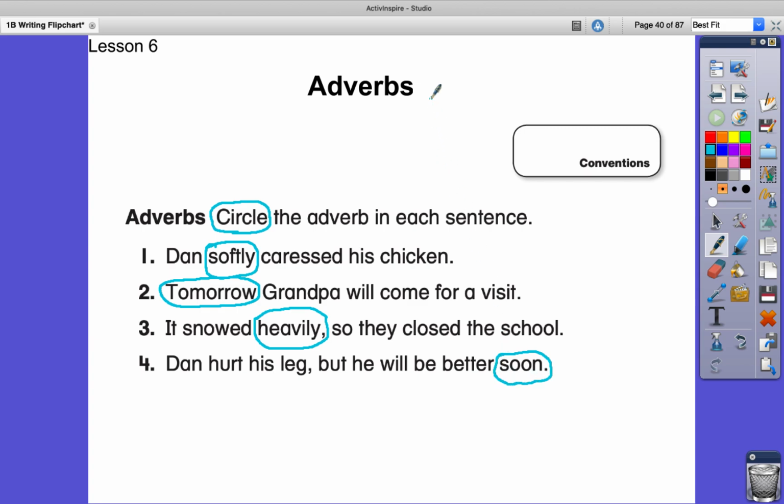Okay, so again, adverbs describe verbs. They can tell how or when something is done. So in number 1, you should have circled the adverb softly. In number 2, you should have circled the adverb tomorrow. In number 3, the adverb is heavily. And finally, in sentence 4, the adverb is soon.